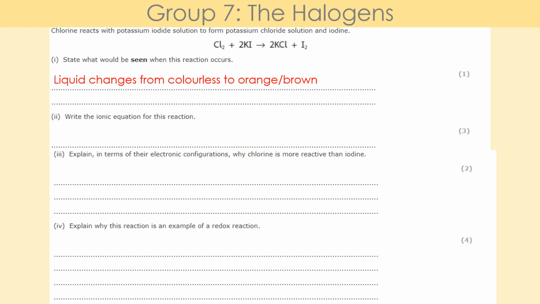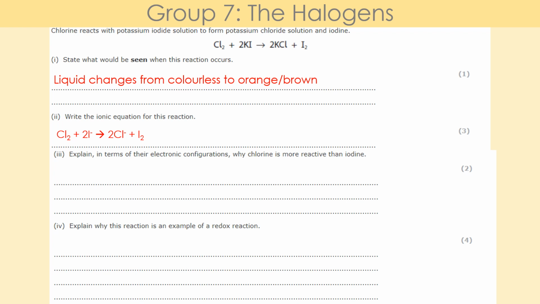So for the first one, our liquid will change from colourless, so not clear, it's colourless, to orange or brown. Our ionic equation for this reaction is Cl2 plus 2I- makes 2Cl- plus I2. If you're not sure how we've done that, go back and watch the clip from a few moments before.